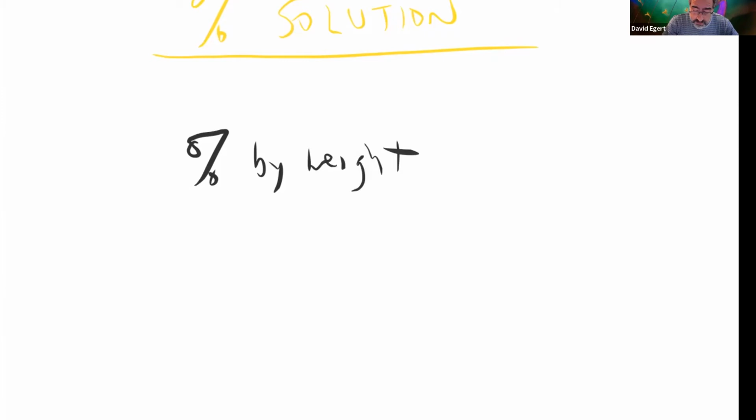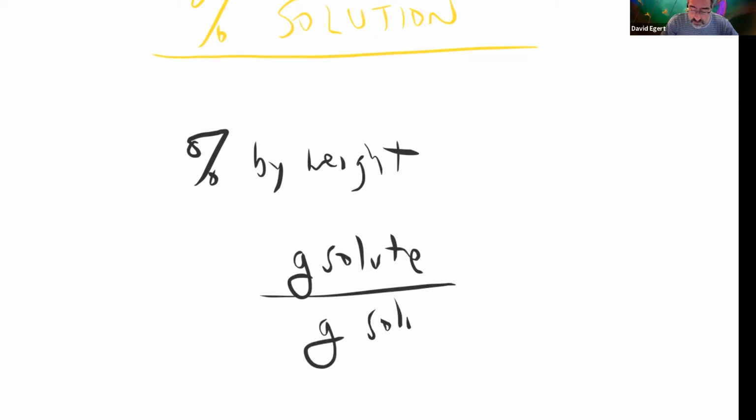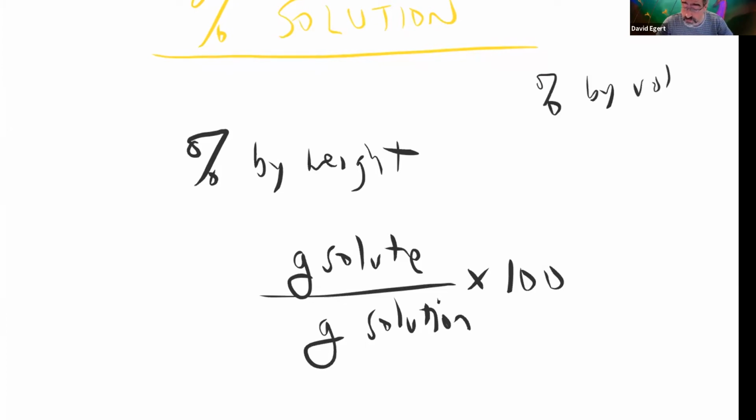So it's grams of solute over grams of solution times 100. It's just the ratio of the weight of the solute to the weight of the solution. And to make it a percent, you do times 100. You can also do percent by volume, which means, especially if you're trying to dilute something that's liquid, you can just say how many mils of solute per mils of solution, but it's always just going to be this ratio.